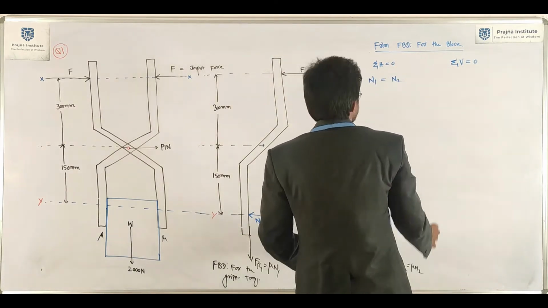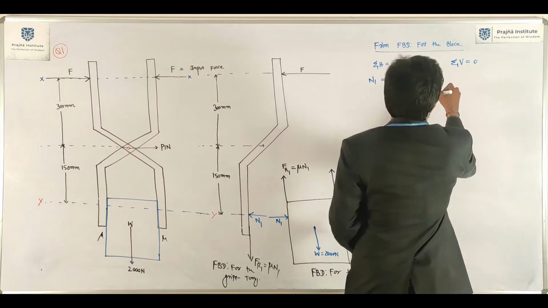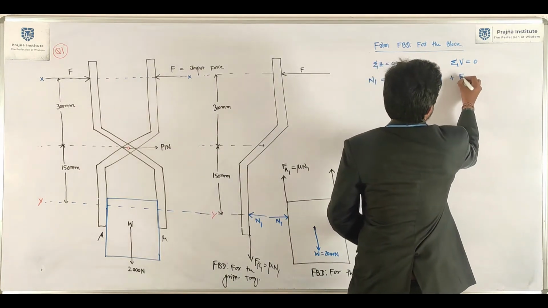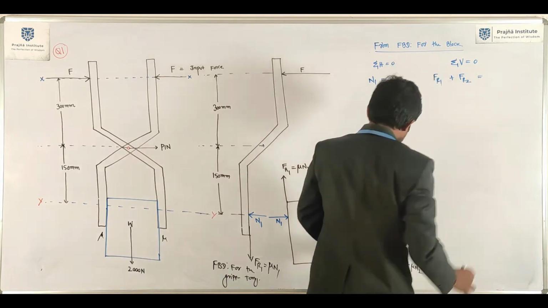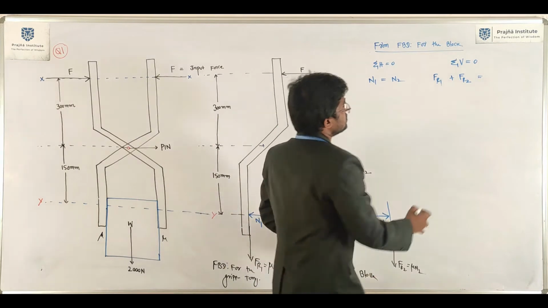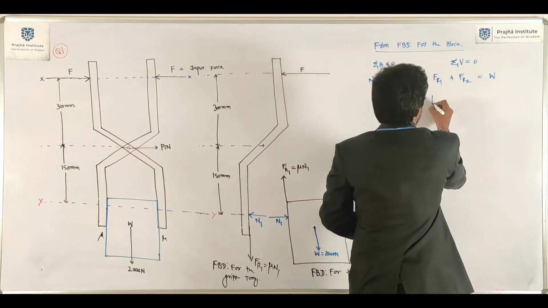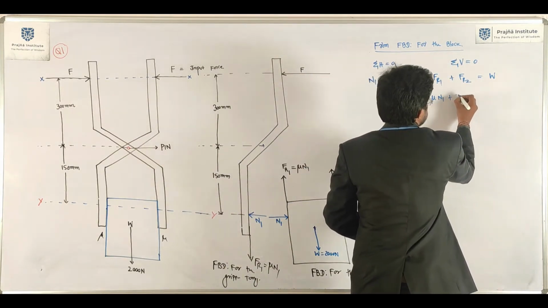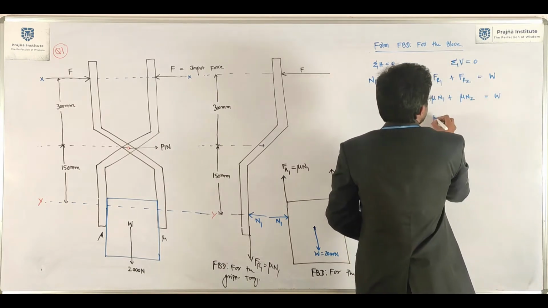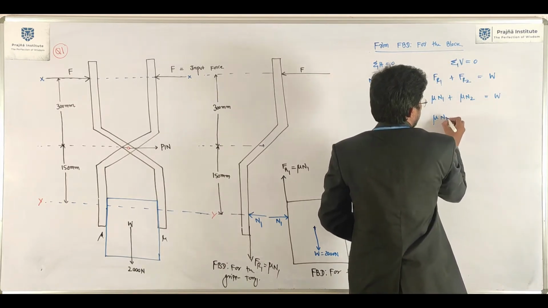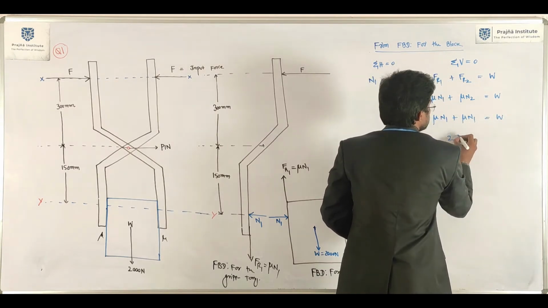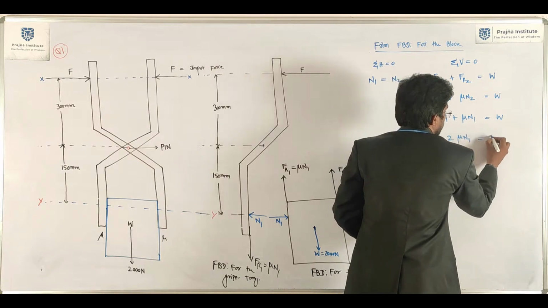That means Fr1, sum of the upward forces equal to sum of the downward forces. Fr1 plus Fr2 equals the weight of the block. Here mu N1 plus mu N2 equals weight. We need to replace N2 with N1. So 2 times mu N1 equals weight.